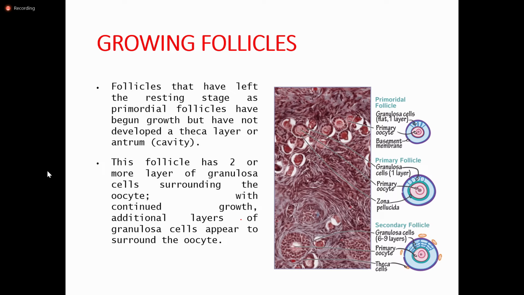We have here also the primary follicle, which is composed of a single layer of cuboidal cells. And then the secondary follicle, we have this one. It is composed of 6 to 9 layers of cuboidal follicle or granulosa cells. And when we say developing follicle, ito yung mga follicle na hindi pa prominent yung kanilang antrum or the theca layers, or the supportive structure of the developing follicle.